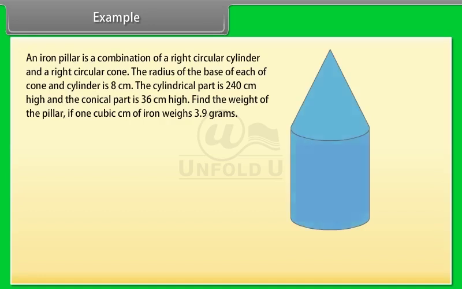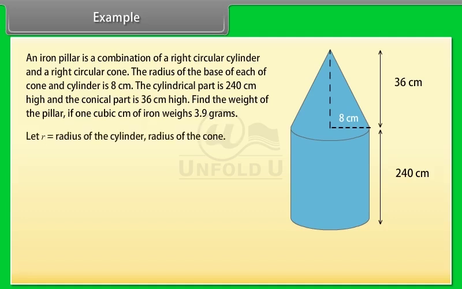Example. An iron pillar is a combination of a right circular cylinder and a right circular cone. The radius of the base of each of cone and cylinder is 8 cm. The cylindrical part is 240 cm high and the conical part is 36 cm high. Find the weight of the pillar if 1 cubic centimeter of iron weighs 3.9 grams.